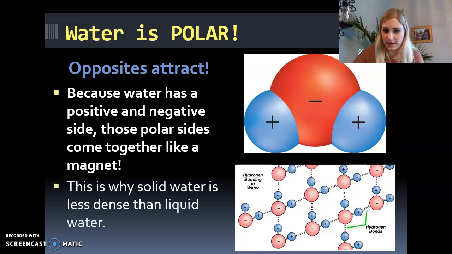So because of this, we end up seeing water when it gets cold and it's not able to move anymore, locking into this really, really rigid structure. Whereas when it's a liquid, all of the hydrogens and oxygens kind of slip and slide over each other. There's still a lot of movement there. So solid water is less dense than liquid water is, which is why ice will float.